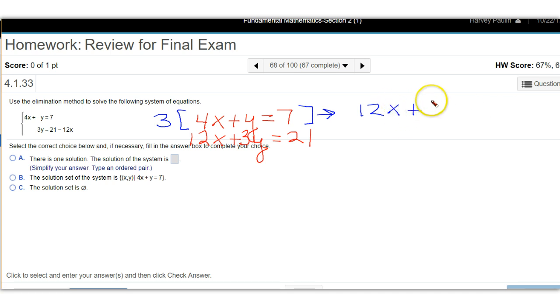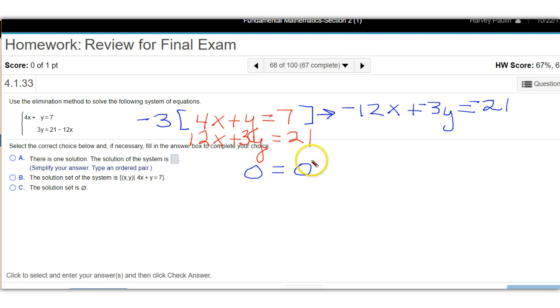12x plus 3y now equals 21. And you might say, well, wait a minute. This equation and the other equation are exactly the same. And if I were to multiply this by a negative 3, all these would then be a negative, and everything would cancel out, and you'd end up with 0 equals 0.